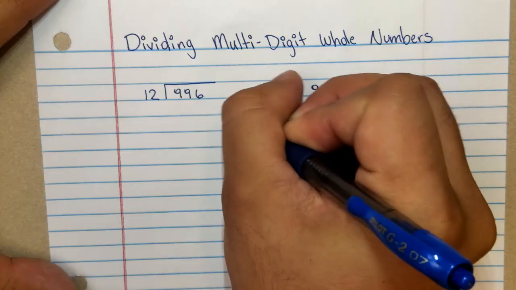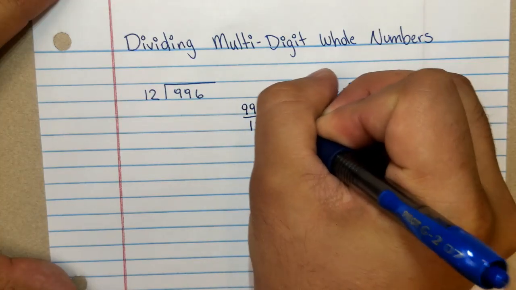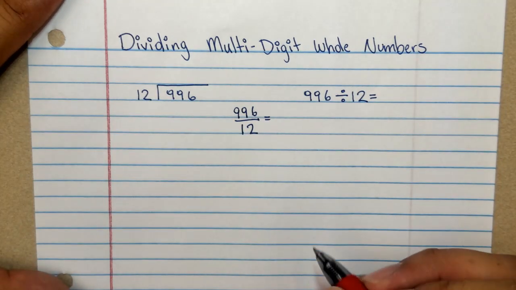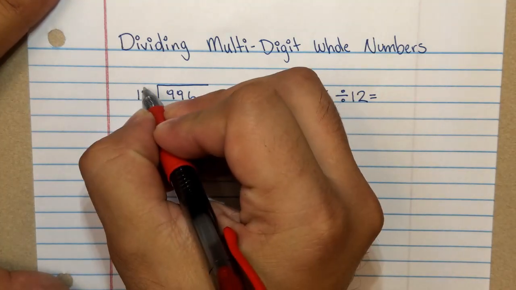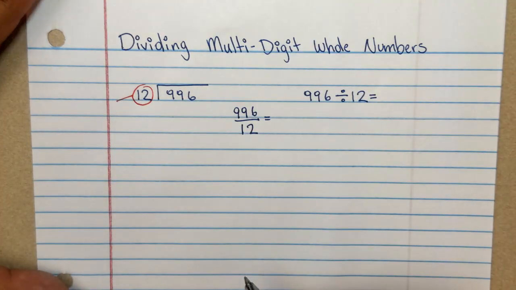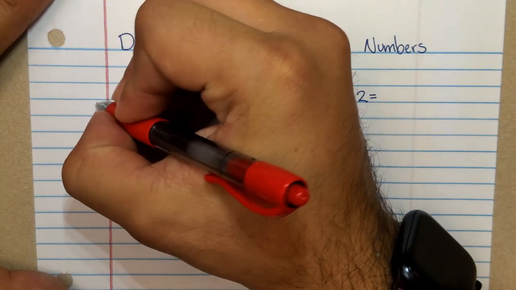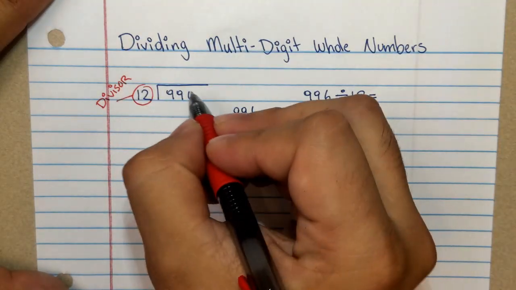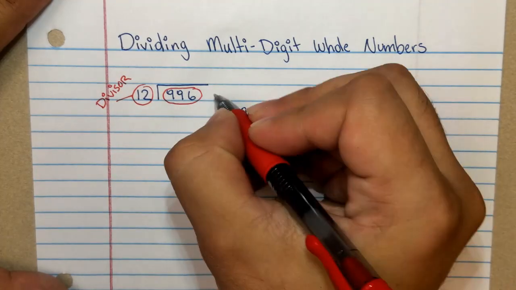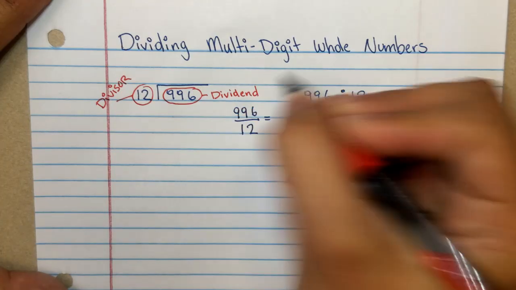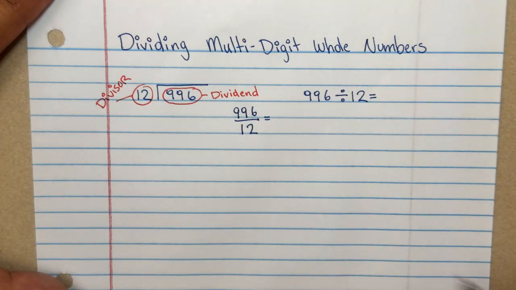like this. These are the three ways that you will see division. So to do division, it's important to know the vocabulary, and there's three vocabulary words. So for this strategy, this is called the divisor. This is called the dividend. Now when you get the answer, it's called the quotient.